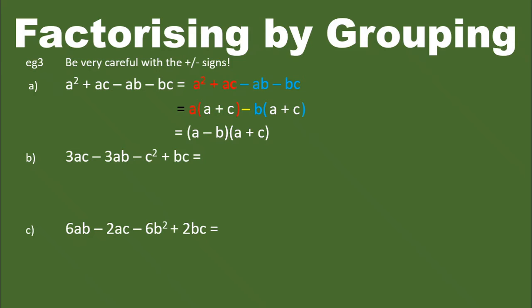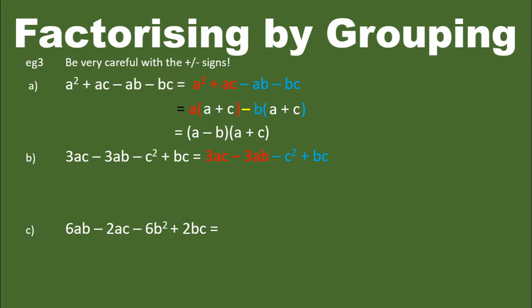Let's try example B. If you think you've got it, maybe you want to hit pause and try it for yourself now. If not, just copy it down and keep going with me. This time, which team should we make? I'm going to stick with putting the first two terms on the red team and the last two terms on the blue team. But for a reason, I can see the first two terms definitely have a common factor, and the last two terms also definitely have a common factor.